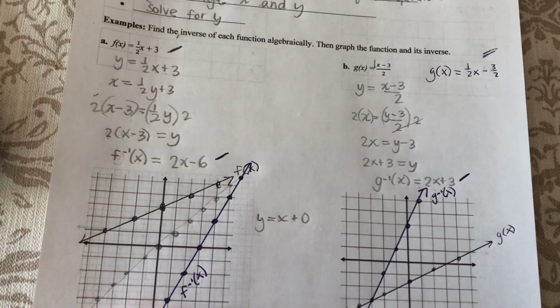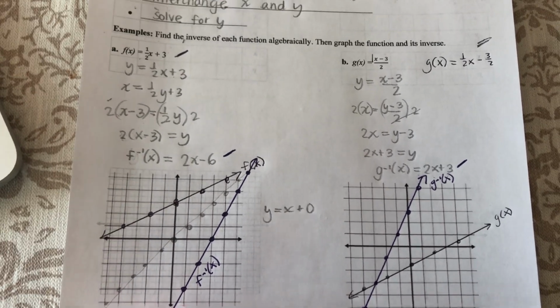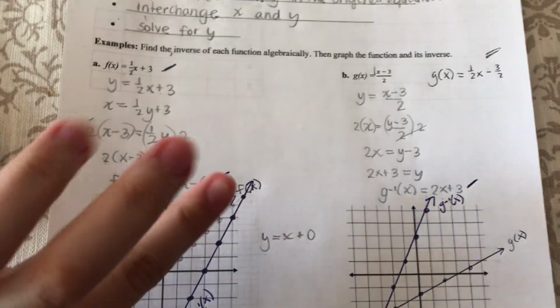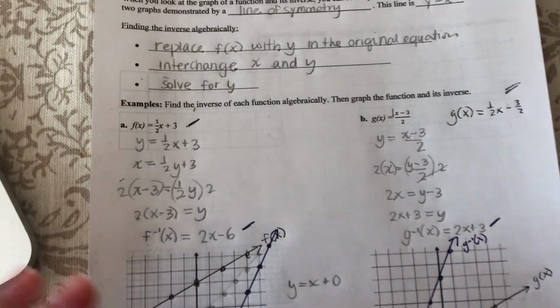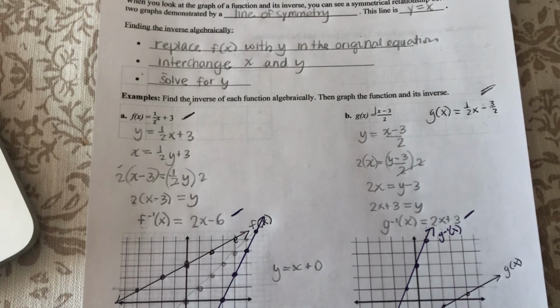So make sure you use Desmos, right? You're graphing accurately if need be. If you get something that isn't a reflection of each other, you know that you've done something wrong. So if you have any questions, please comment on Google Classroom or email me.